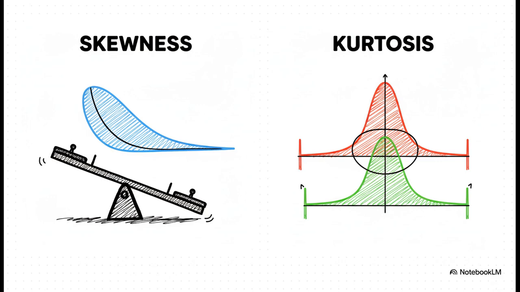So skewness, the third moment, is all about symmetry. Is your data a perfect mirror image on both sides, or does it have a long tail stretching out one way or the other? Then you've got kurtosis, the fourth moment. That's all about the extremes. Does your data have a really sharp peak and what we call heavy tails? That's a huge clue that you might have a lot of outliers.